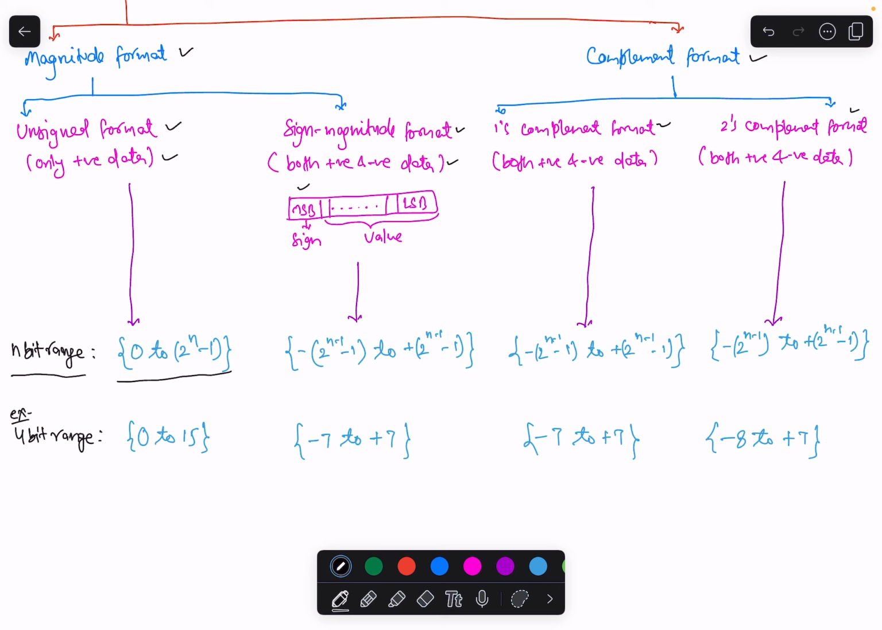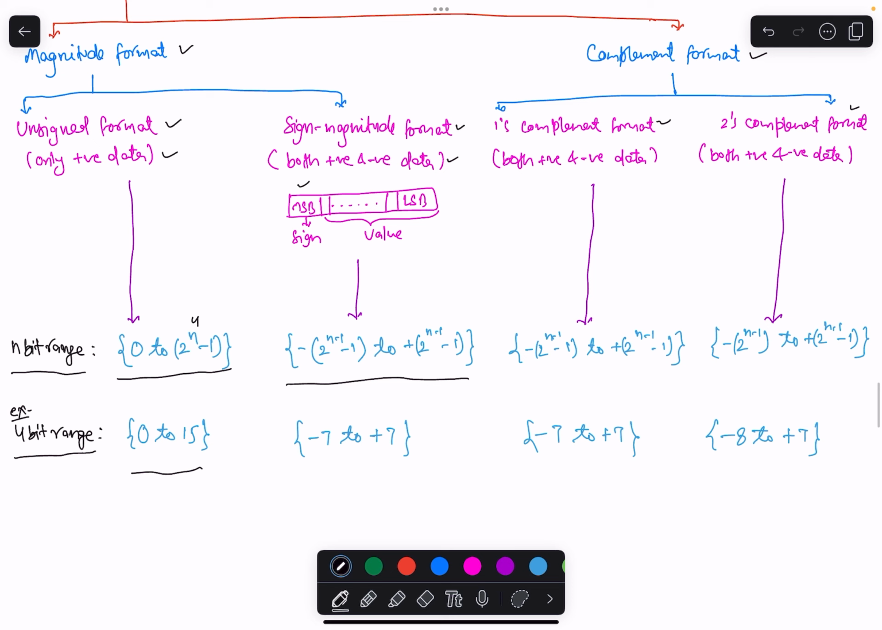If we take an example of a 4-bit range, n is equal to 4, so it would be 0 to 2 to the power 4 minus 1, that is 16 minus 1, 15. So we can represent 0 to 15, that is 0, 1, 2, 3, 4, 5 till 15, in 4-bit data. Now in the sign magnitude format we can represent minus 2 to the power n minus 1 plus 1 to plus 2 to the power n minus 1 minus 1.